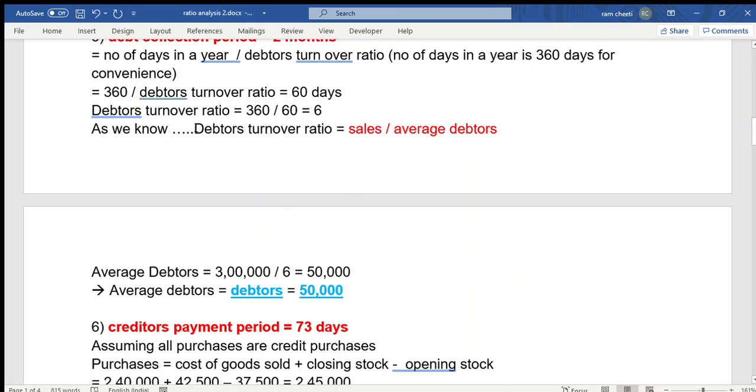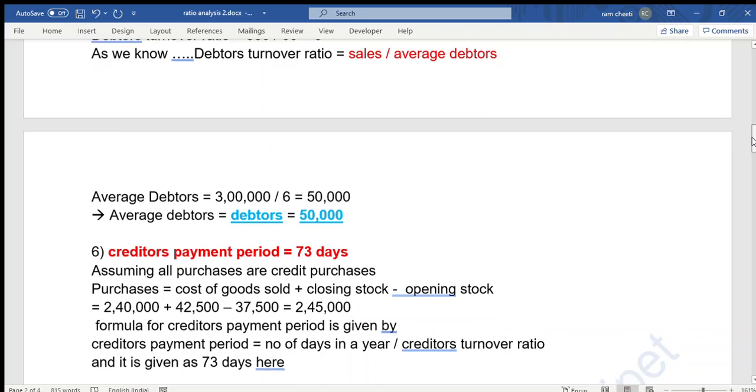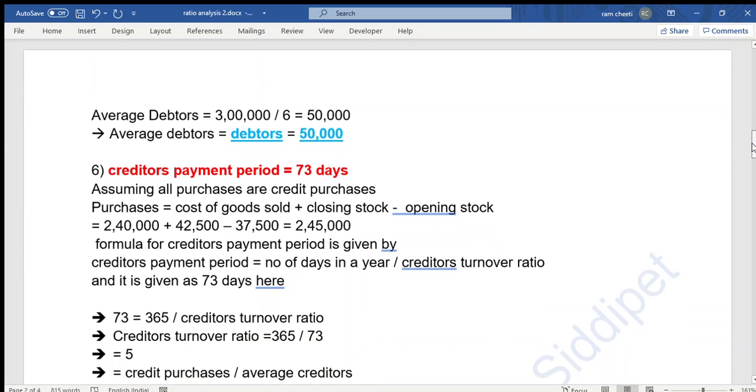So we know this debtors turnover ratio, that is 6, and we know this sales, that is 3 lakhs, and simply if average debtors goes to left side and debtors turnover ratio becomes denominator to sales, it will be automatically equal to average debtors is equal to 3 lakhs divided by 6, that is 50,000. Average debtors are equal to 50,000. When the opening debtors and closing debtors are not given, only debtors is given, we have to consider the figure as average debtors and closing debtors also.